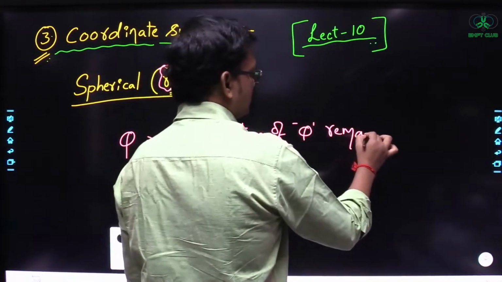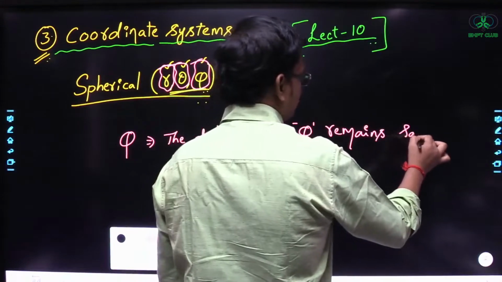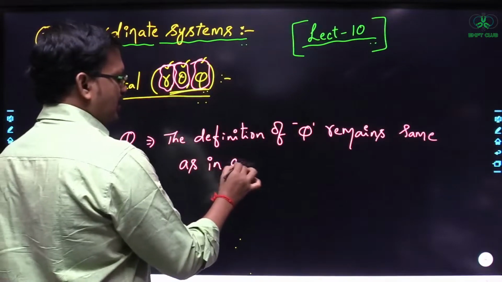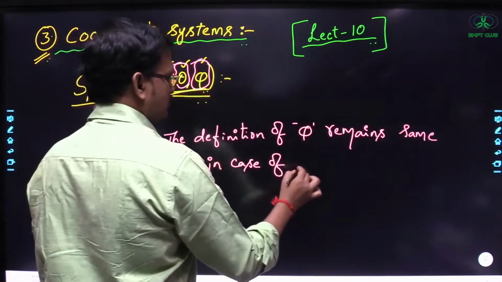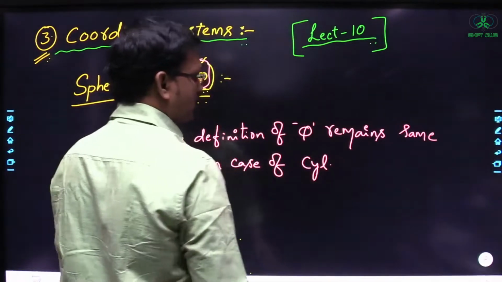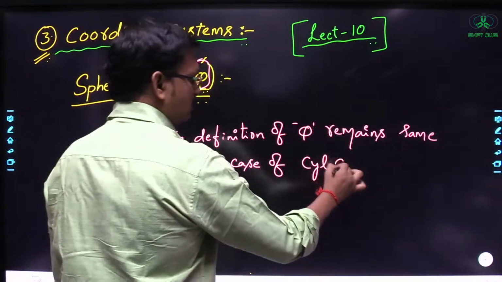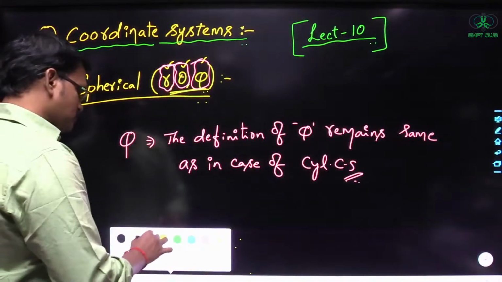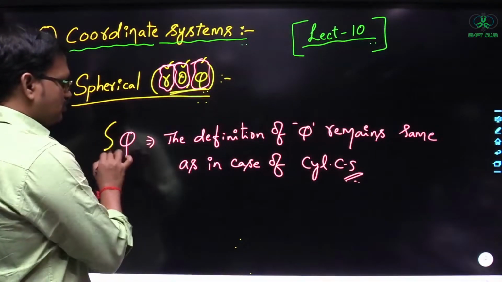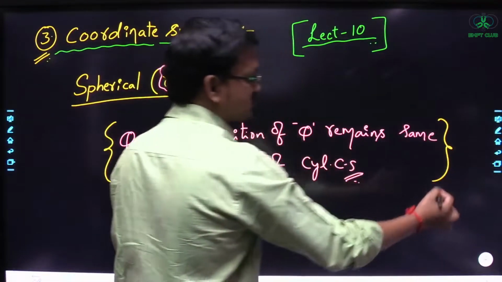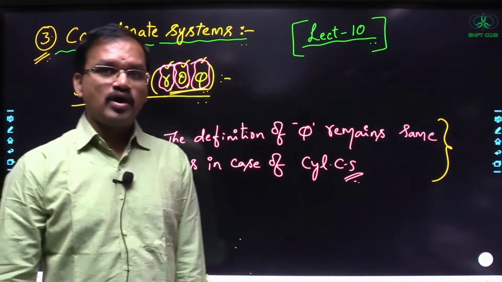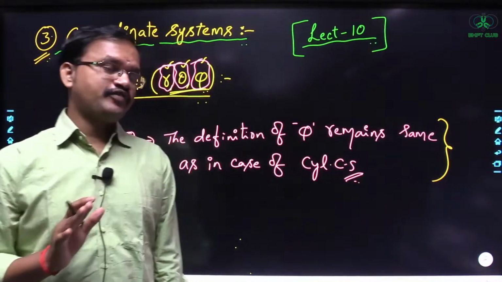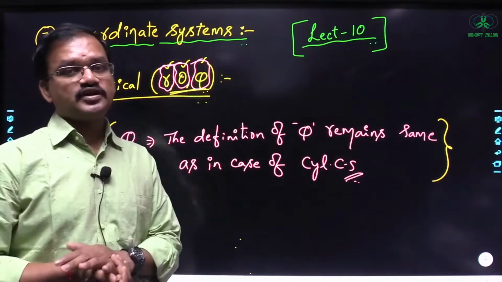The definition of phi remains the same as in the case of the cylindrical coordinate system. That means here also, in the spherical coordinate system, phi is measured with respect to the x-axis in the anti-clockwise direction. So the definition of phi will remain the same as in the cylindrical coordinate system.